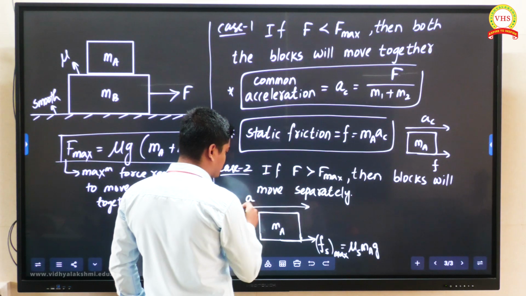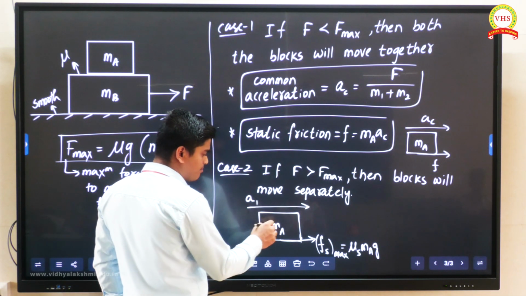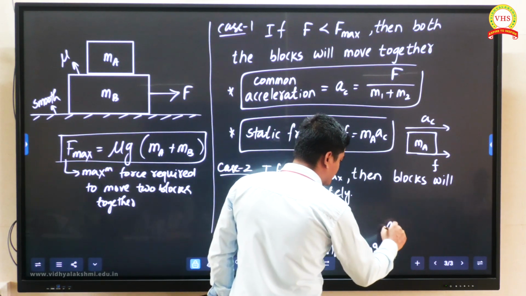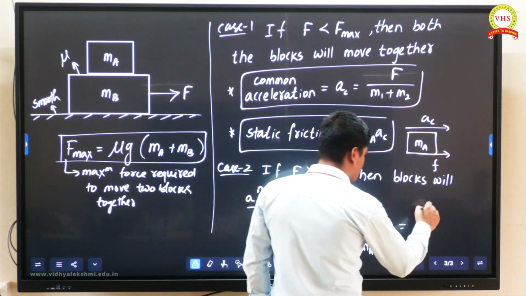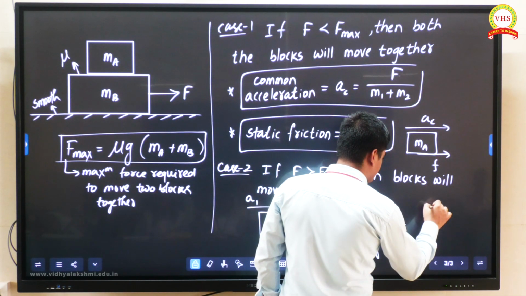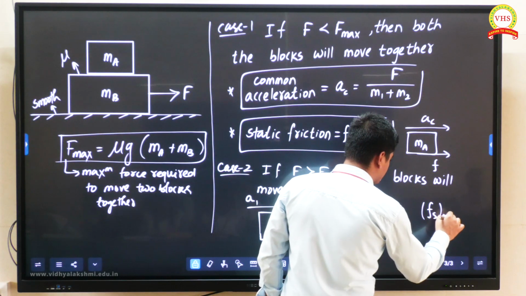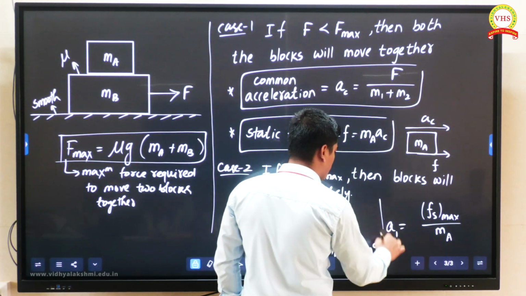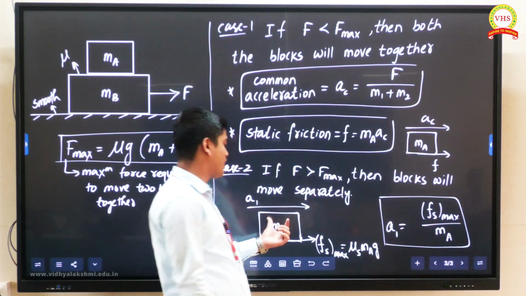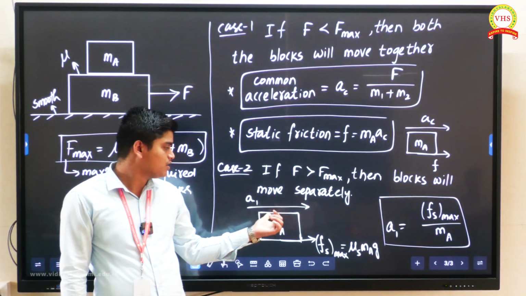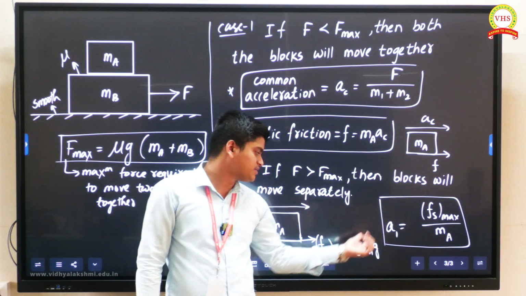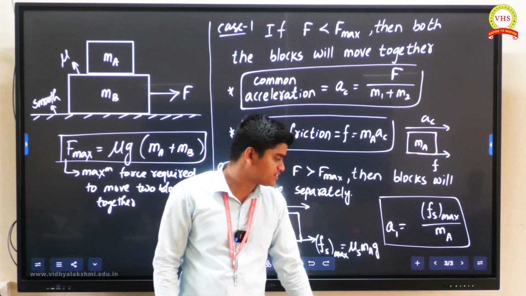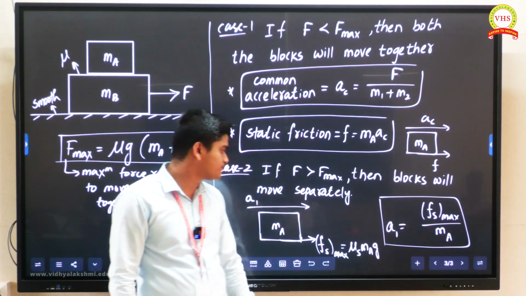And its acceleration is what? Acceleration A1 you consider. Mass is Ma. So now if I want to write the acceleration, what will I write here? Fs max divided by Ma, or M1, whatever you take, if this is one block. So acceleration is nothing but this much, and this value you can substitute there, no worries.